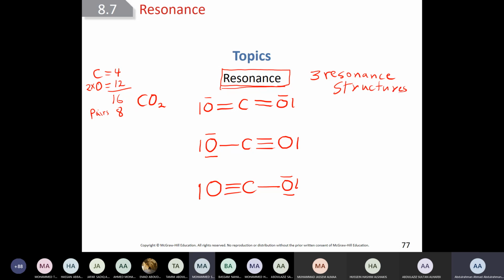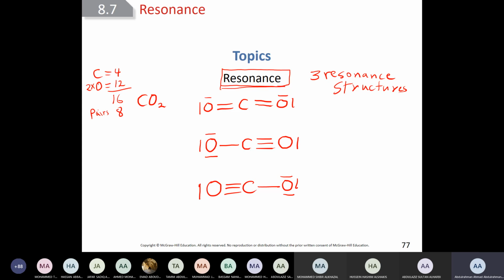But the bonds are not equal in strength. I mean, the bonds are not equal in strength. We'll talk about this later, not in this chapter, in the next chapter. But resonance means just the motion of electrons.